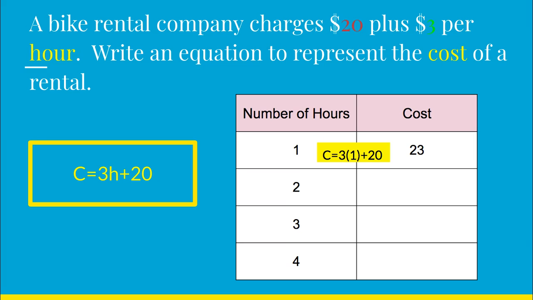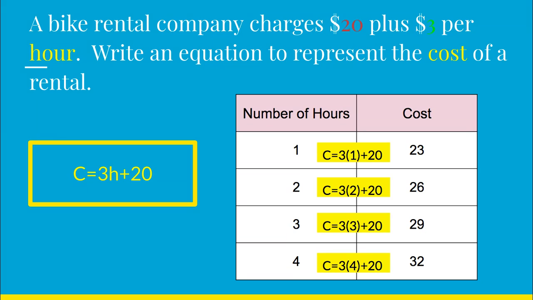3 times 1 plus 20 is 23. 3 times 2 plus 20 is 26. 3 times 3 plus 20 is 29. 3 times 4 plus 20 is 32. So I want to just look and see if those numbers are reasonable.